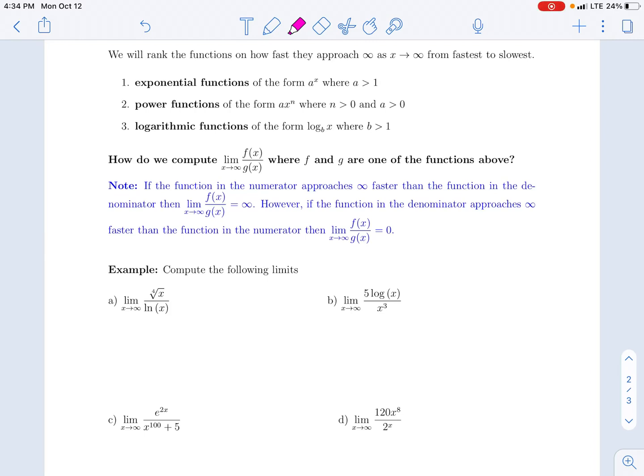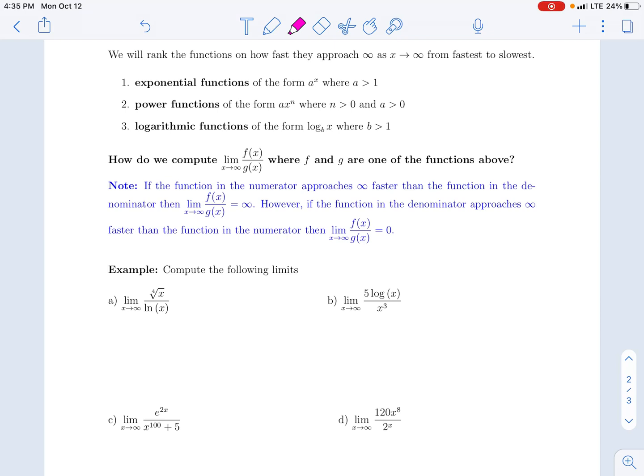Okay, and so I know that last video was a lot to remember, but here are the key points. The key points are that exponential growth functions, power functions where my coefficient is positive and my power is positive, and logarithmic functions where my base is greater than 1, all of those functions approach infinity as x approaches infinity. And so we want to know which one grows the fastest and which one grows the slowest.